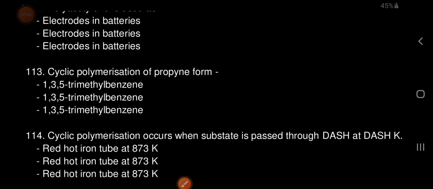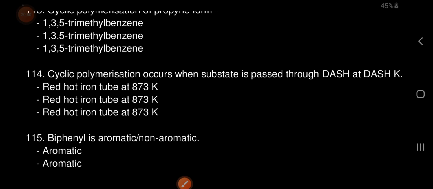Cyclic polymerization of propene forms 1,3,5 trimethylbenzene. Cyclic polymerization occurs when the substrate is passed through dash at dash Kelvin. The answer is a red hot iron tube at 873 Kelvin.